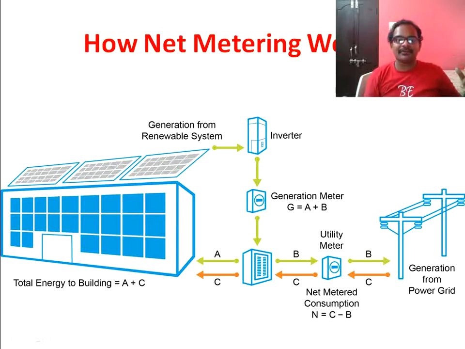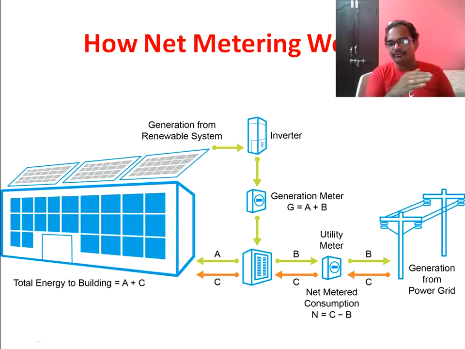Whenever sunlight is not available, your panel will not generate energy. You need to take the energy from the grid. C is the amount of energy that you will take from the grid. And the total amount of energy that the building requires, morning is A and evening is C. Right, A plus C. Net metered consumption: you are feeding B number of units into the grid through a meter called a net meter or utility meter. You are using an energy meter only, a special type of energy meter called a net meter, and you are taking C units of electrical energy from the grid during the night. So net meter consumption is C minus B.